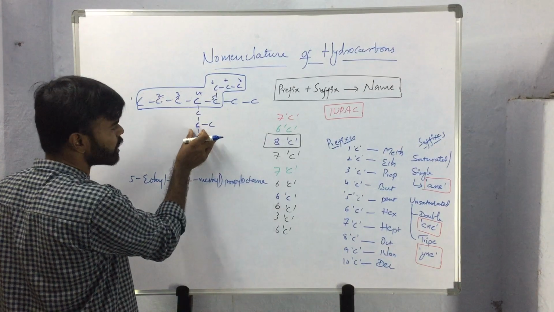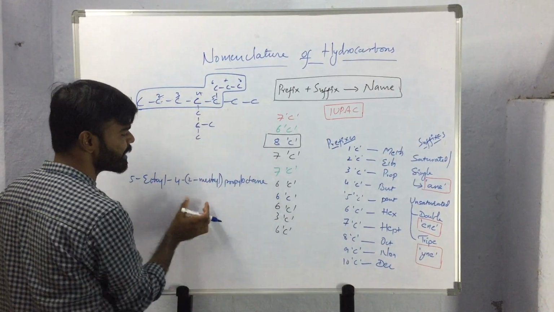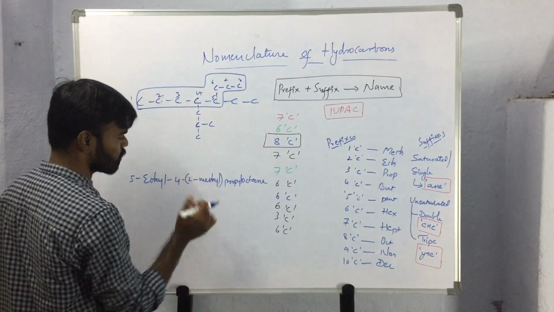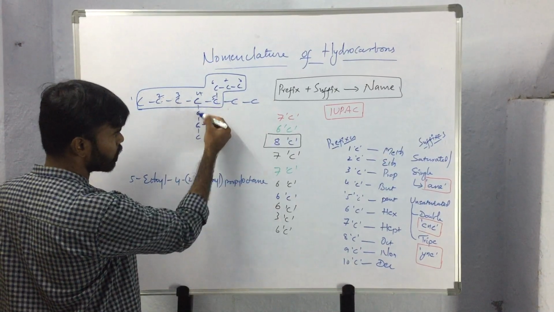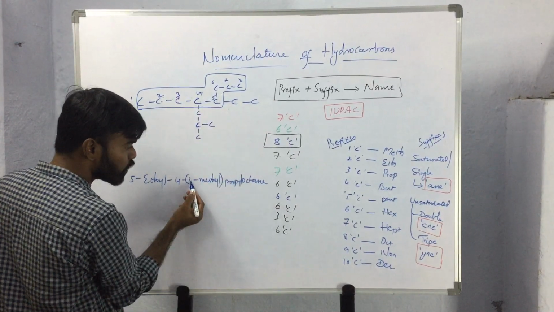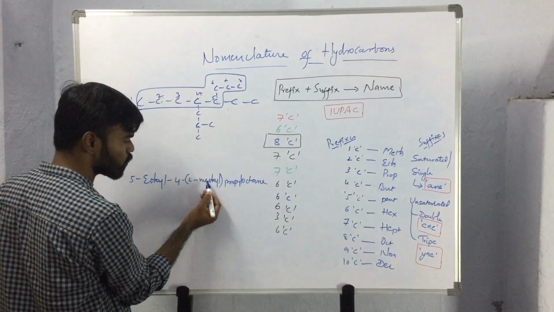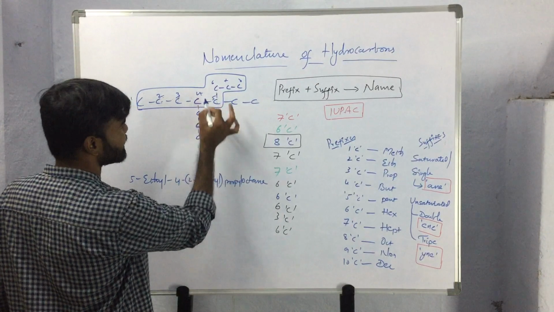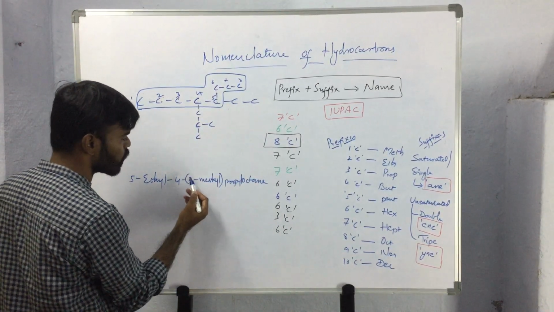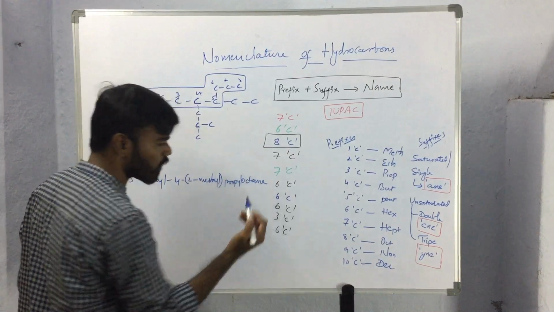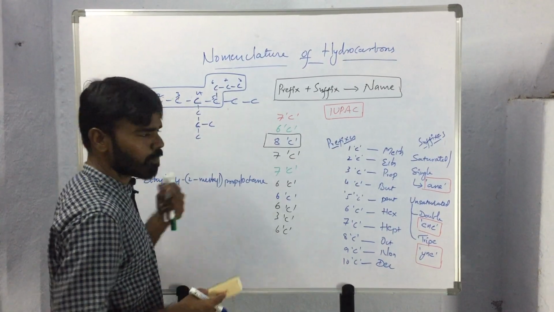So if any side chain has a sub branch, that sub branch will be represented in parenthesis like this. So here 5-ethyl, 4-propyl, and on this 4-propyl a 2-methyl substituent is present. The second carbon atom has a 2-methyl substituent, so 2-methyl. And as the parent chain is octane, the name will be octane. So 5-ethyl, 4-(2-methyl propyl) octane. Like this, we will be giving the name to the compound.